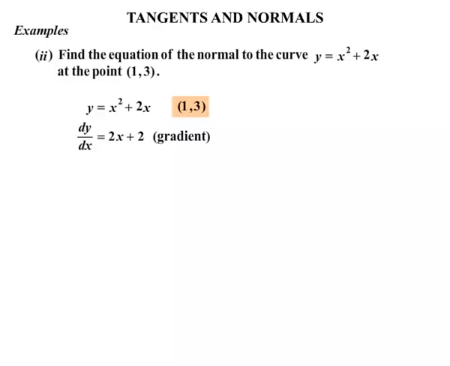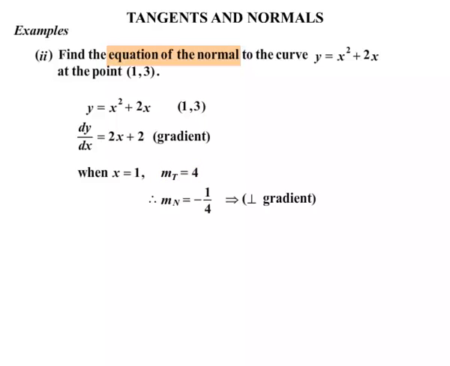Now we've got the point (1, 3). We're dealing with x equal to 1 there, that's the x coordinate. So when x equals 1, we substitute that into our gradient function, and we get that the gradient of the tangent is 4, so that will always give us the gradient of the tangent. Now we want the normal, so if the gradient of the tangent is 4, then the gradient of the normal is minus 1/4. It's known as the negative reciprocal, because they're perpendicular. It's the perpendicular gradient.